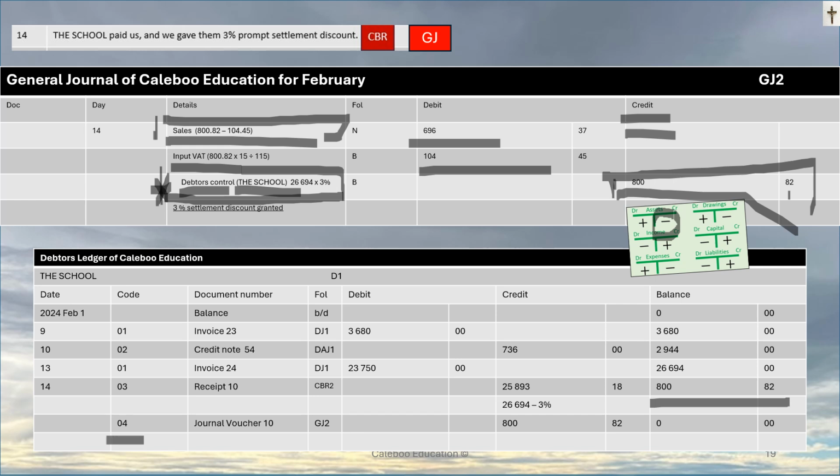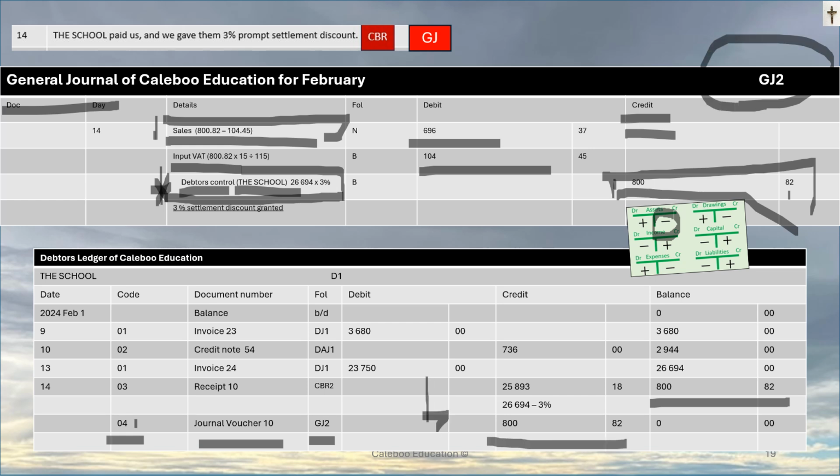Settlement discount allowed, the code is 04. The information was recorded on a journal voucher because settlement discount is recorded in the general journal. The information came from general journal number 2. The account is credited, a decrease in asset by the amount of the discount. And guess what? It is now correct.